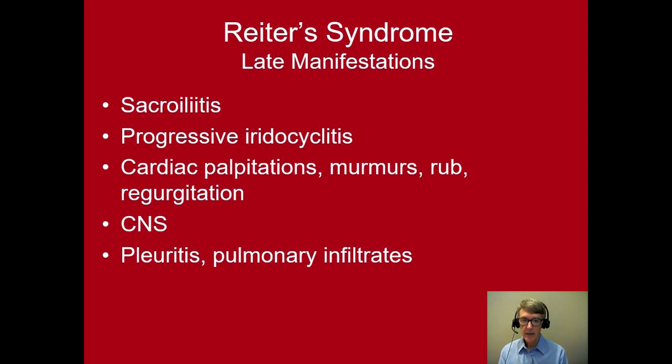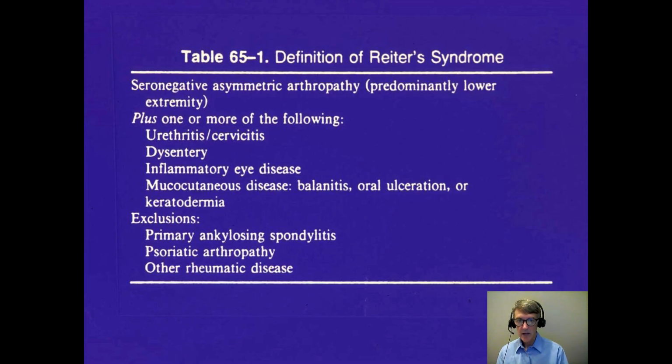There can be cardiac abnormalities such as palpitations, heart murmurs, rubs, or regurgitation. We talked again about how the aorta can be involved in ankylosing spondylitis. There can be central nervous system involvement, and this can include things such as peripheral neuropathies, transient hemiplegia, and cranial nerve lesions. And then they can have lung involvement such as pleuritis, inflammation of the lining of the lung, or pulmonary infiltrates. So this is how we classify the disease.